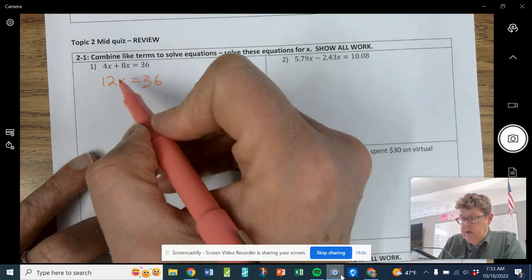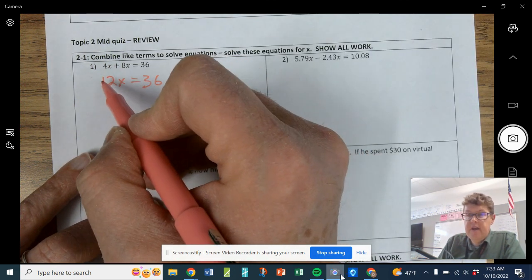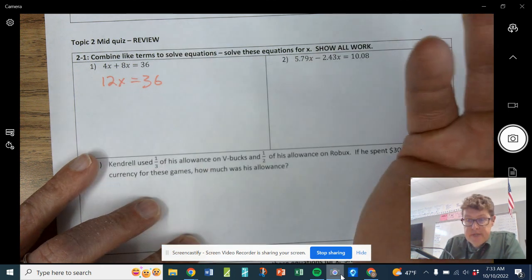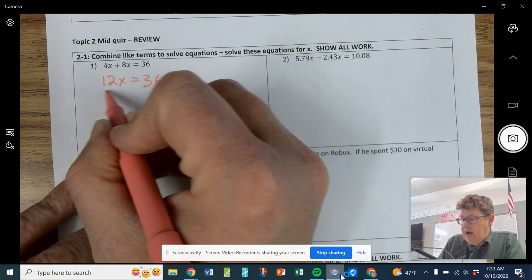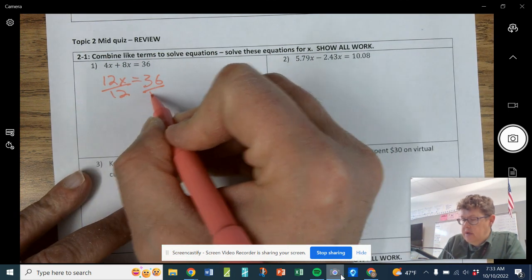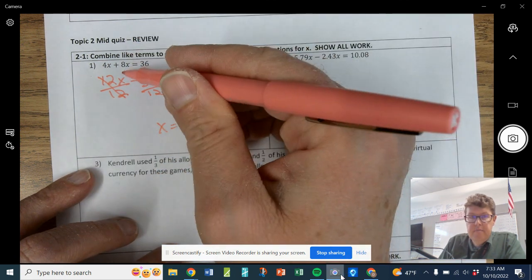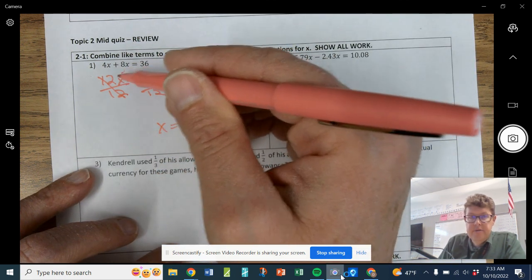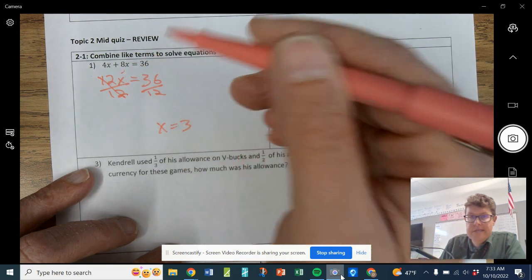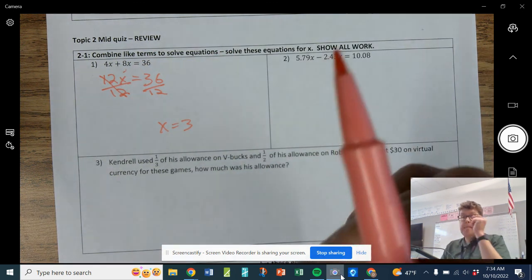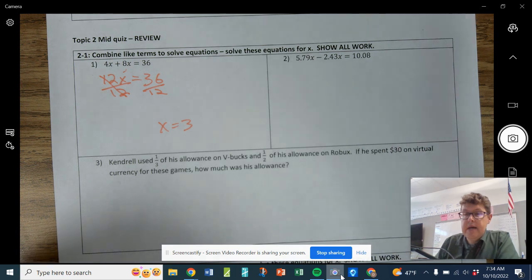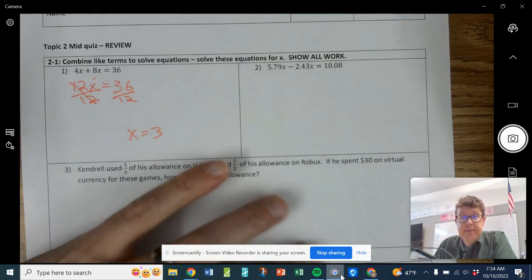Okay, and then now I have multiplication happening here. Whenever you have a number next to a variable, that means multiplication. So you got to do the inverse or opposite of 12. So you divide by 12 and get x equals 3. You can also think about it as what number times 12 gets you to 36, if that kind of helps you think about that in a different way.